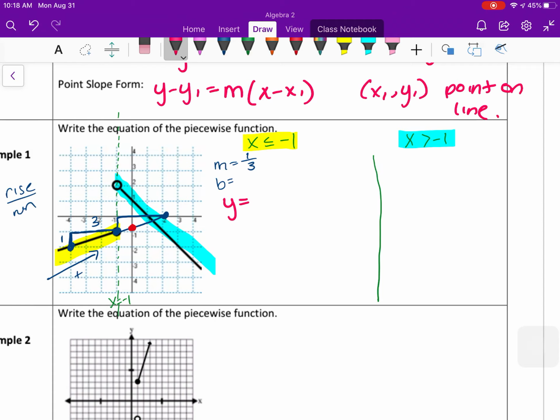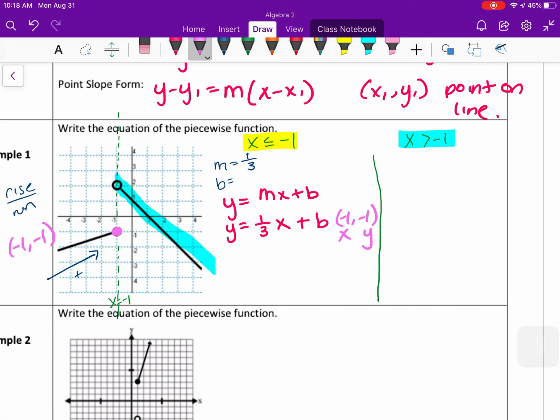So I'm going to start with the general equation y equals mx plus b. And so far I know that the slope is 1/3. So I have y equals 1/3 x plus b. And now I need to solve for b. So what else do I know given my picture? I know that a point on the line, if I look at this point right here, is at -1, -1. So I can take that -1, -1, and I know that that is an xy coordinate. So I can use that to solve for b.